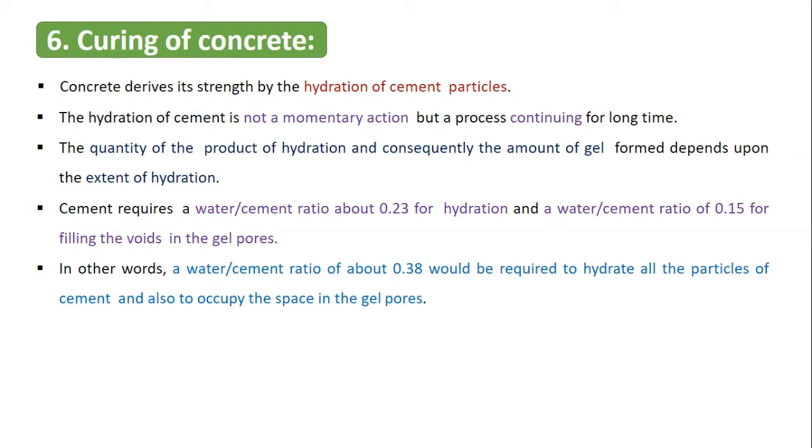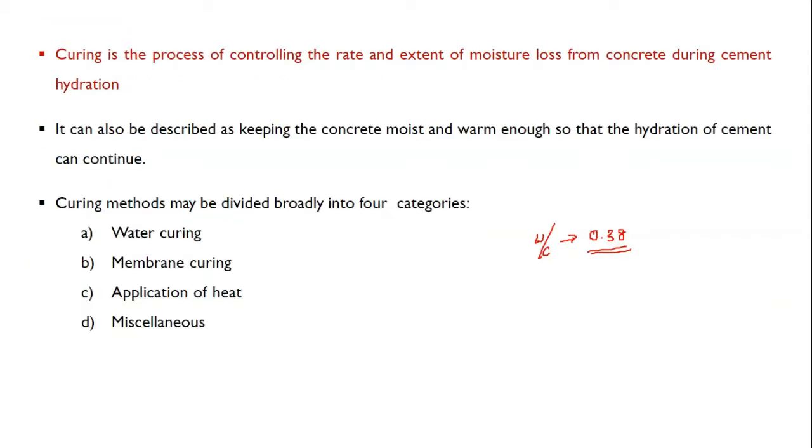As I told you earlier, whatever water by cement ratio you adopted, 0.23 is the amount of water that you need for hydration. So cement requires a water by cement ratio of 0.23 for the chemical reactions, and a water by cement ratio of 0.15 to fill the voids and pores inside the concrete. Thereby you need a total of 0.23 plus 0.15, which gives 0.38 water by cement ratio. This is the optimum water by cement ratio that you need to adopt in the mix design. That is the amount of water you add to the concrete for the hydration purpose.